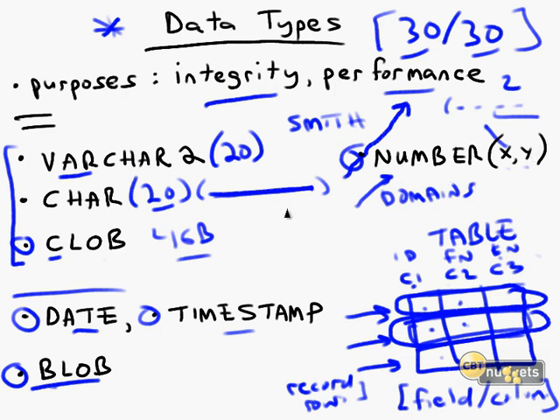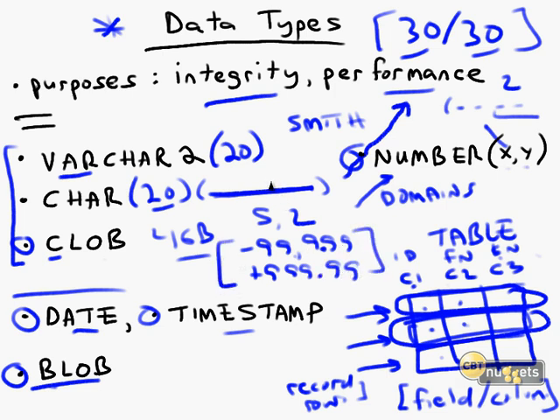Therefore, if we create a column that's number 5, 2, then that's going to support by default numbers from negative 999.99 to positive 999.99. You see how that works?